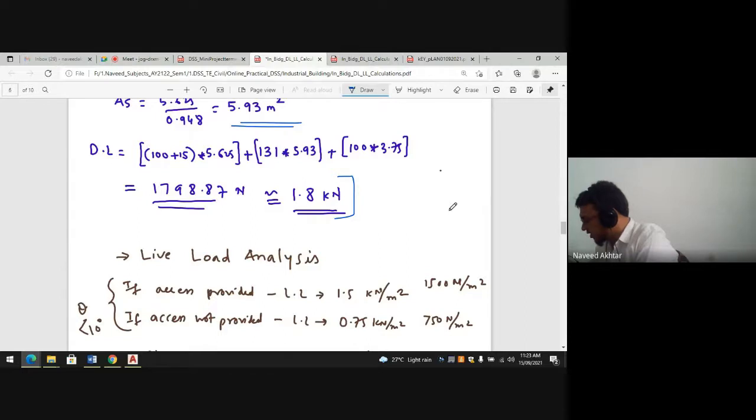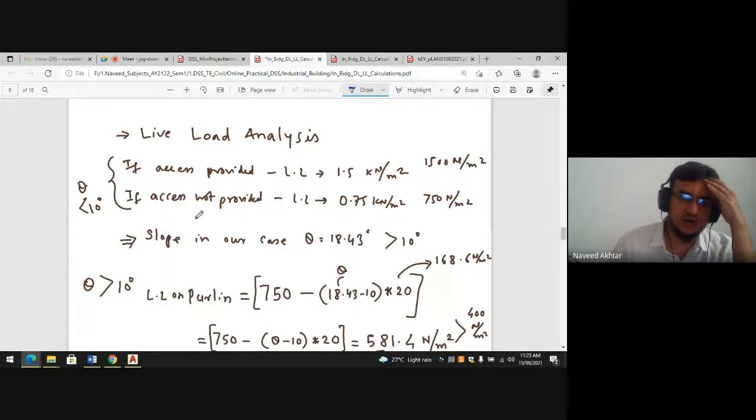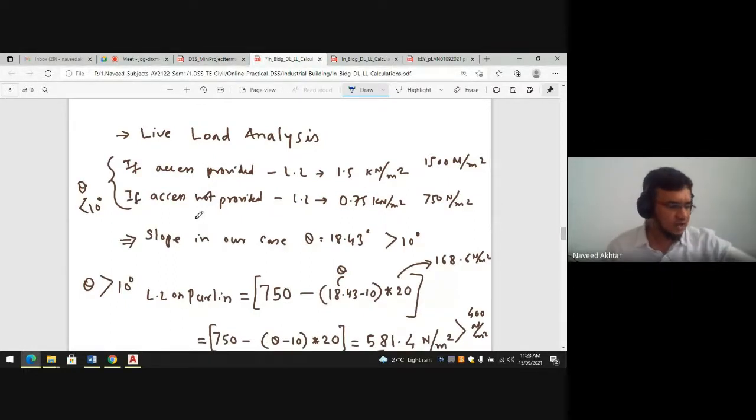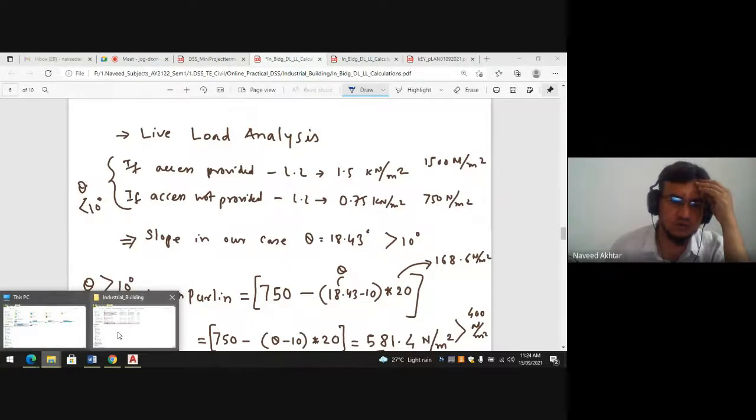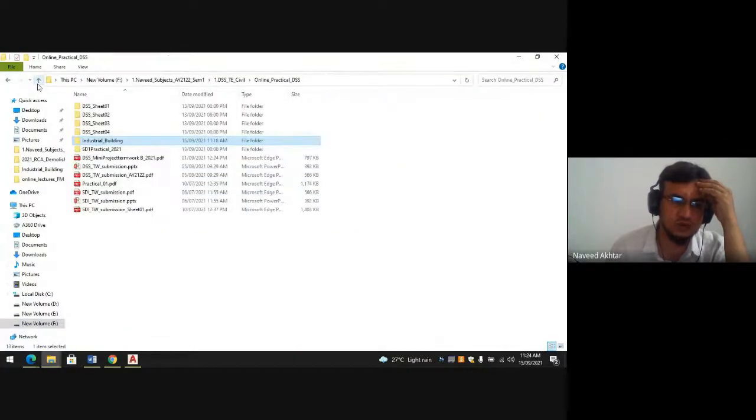This we have already considered. Then live load analysis as per IS 875 Part 2. IS 875 Part 2 is for live load. I have also told you all the IS codes that you have to use.